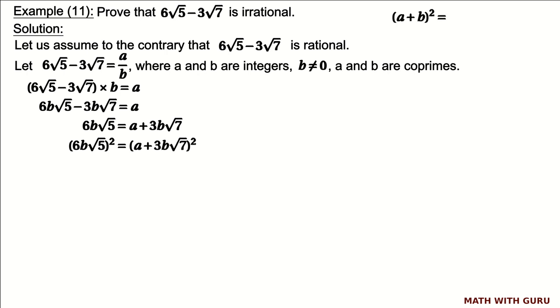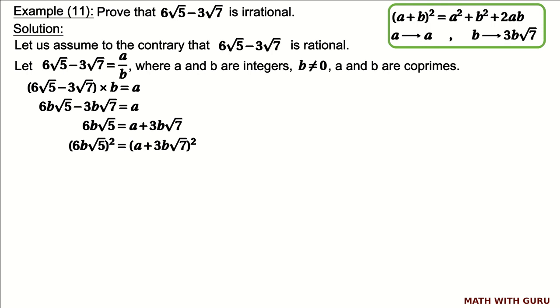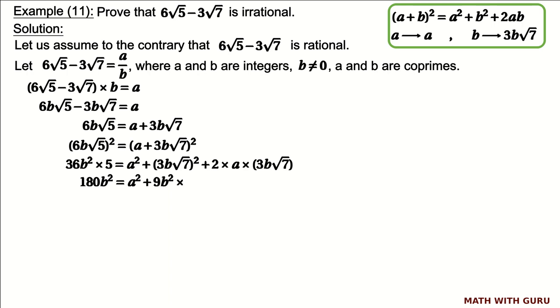Squaring both the sides. To expand the expression on the right hand side, use this identity. 36b squared into 5 equals a squared plus (3b root 7) whole squared plus 2 into a into 3b root 7. 180b squared equals a squared plus 9b squared into 7 plus 6ab root 7. 180b squared equals a squared plus 63b squared plus 6ab root 7.